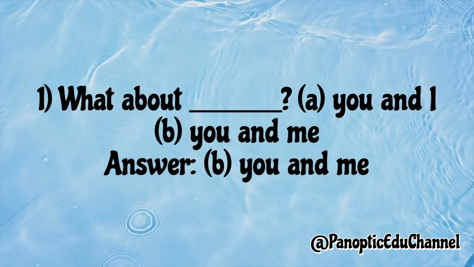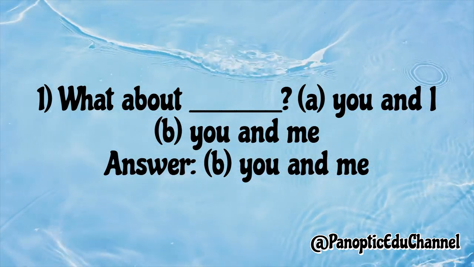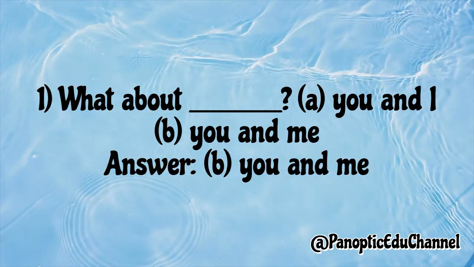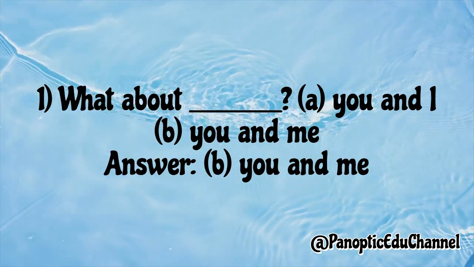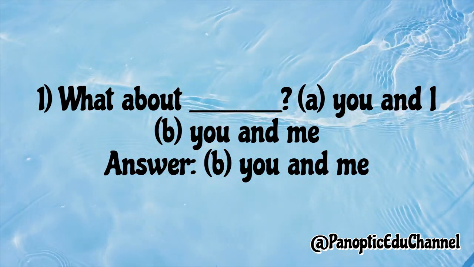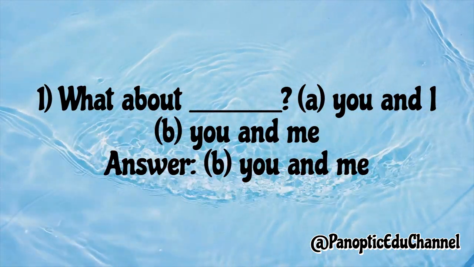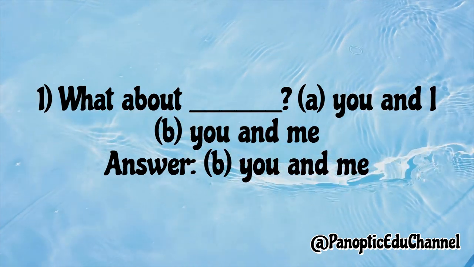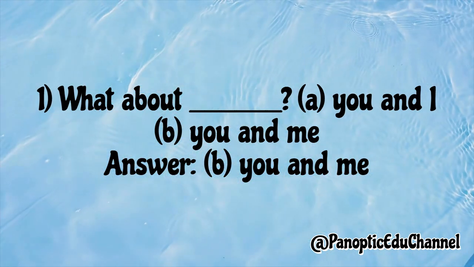The answer to number 1 is you and me. This is because the word about is a preposition. That means it needs to take an object or a set of objects. Therefore, it should be followed by you and me because both you and me in this context serve together as an object. Therefore, we should say, what about you and me?